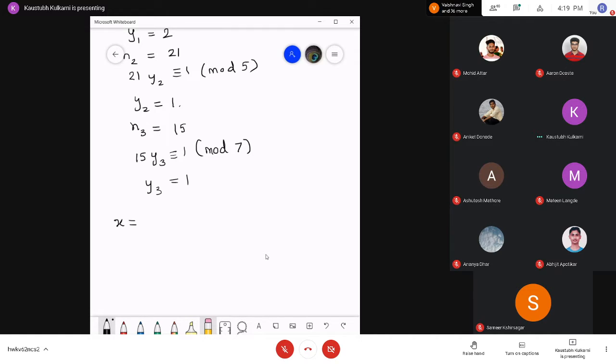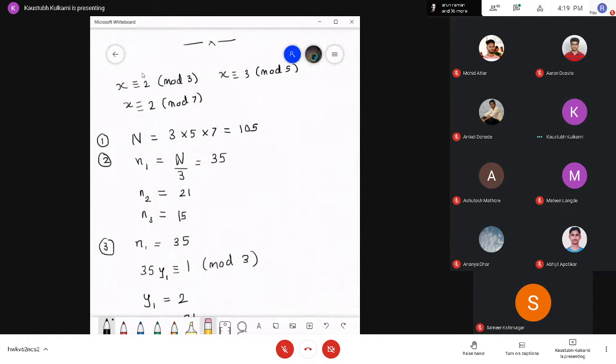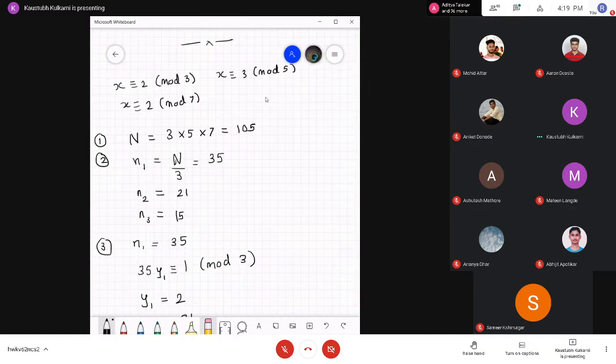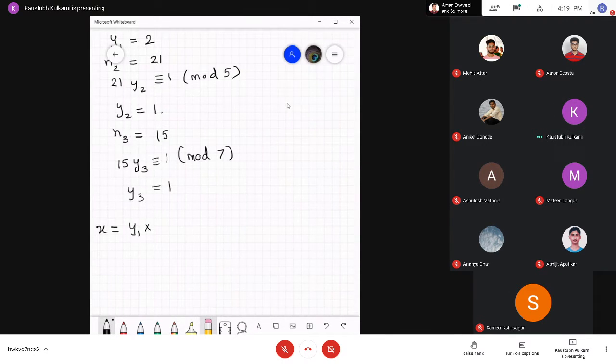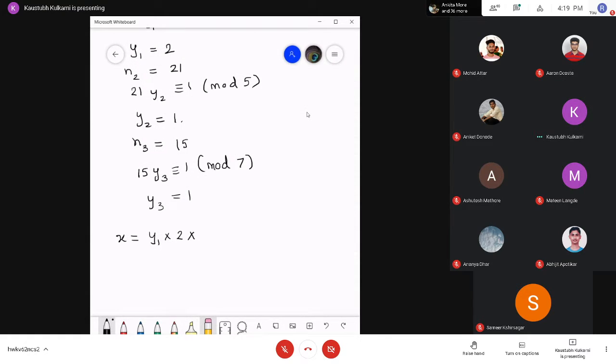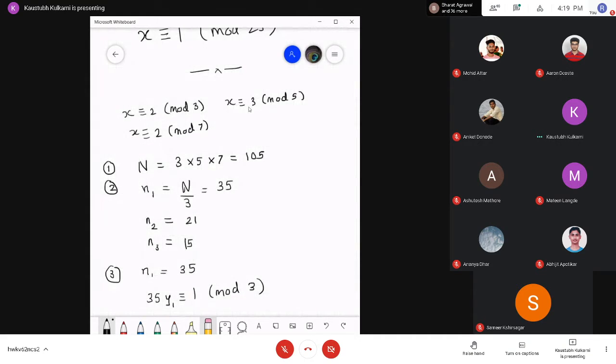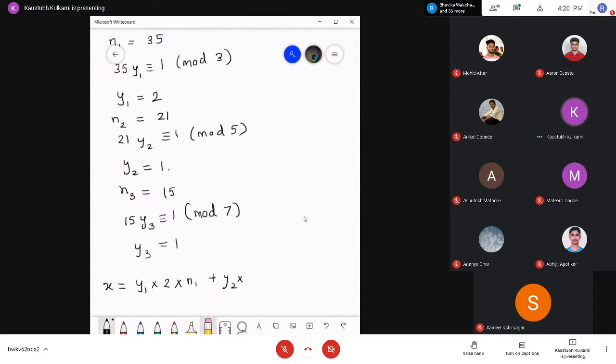So the solution is x is equal to y1 multiplied by the first modulus, and the first number, we haven't numbered this. Let's give it some alphabet, let's say b. So y1 into 2 into n1 plus y2 into, here it is 3, so y2 into 3 into n2 and y3 into 2 into n3.